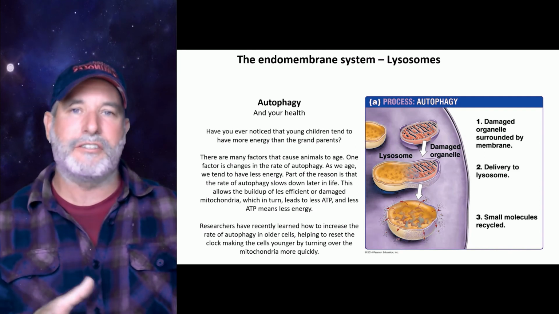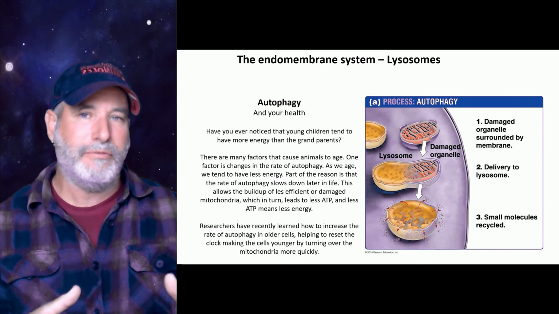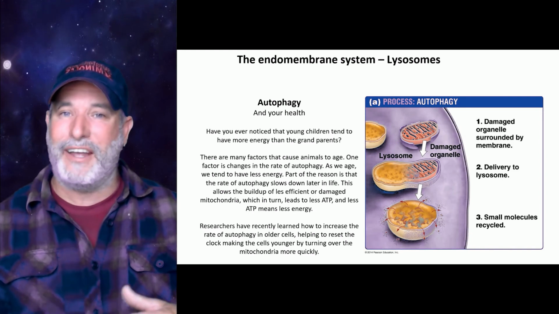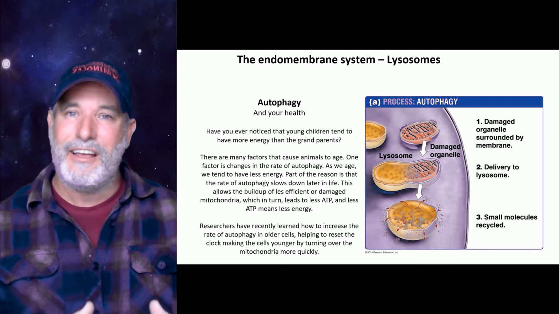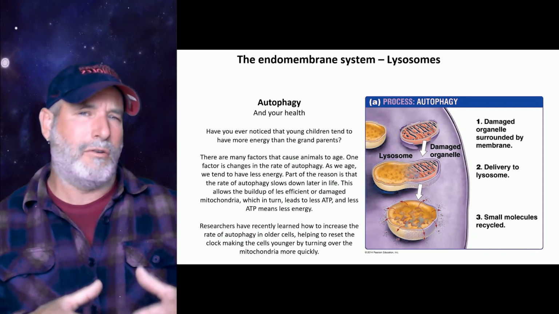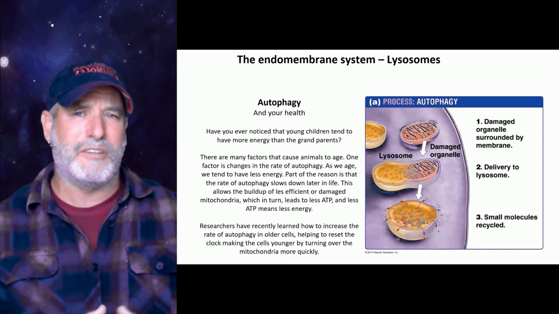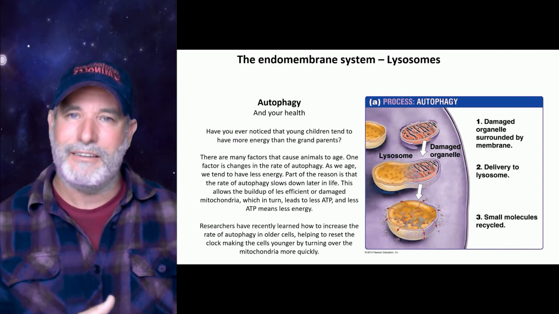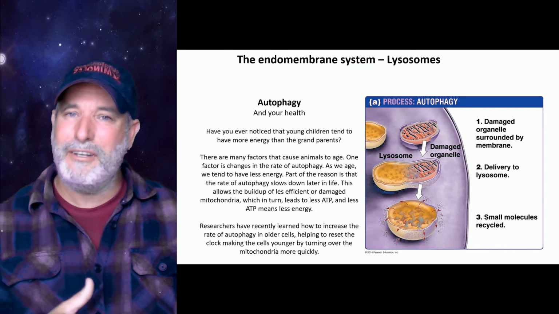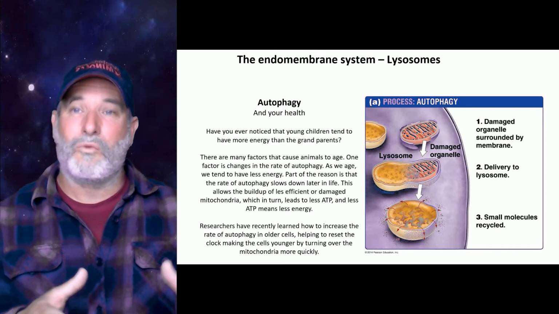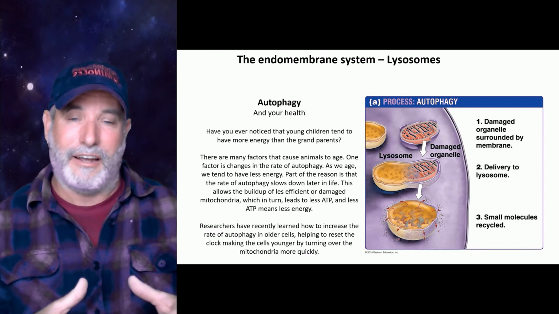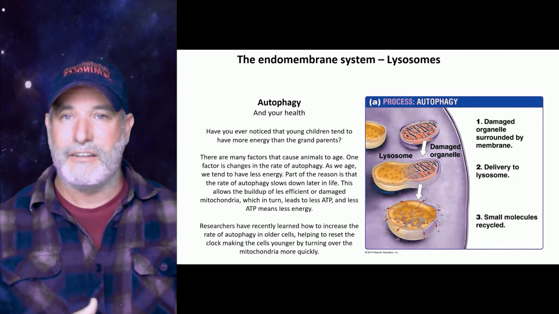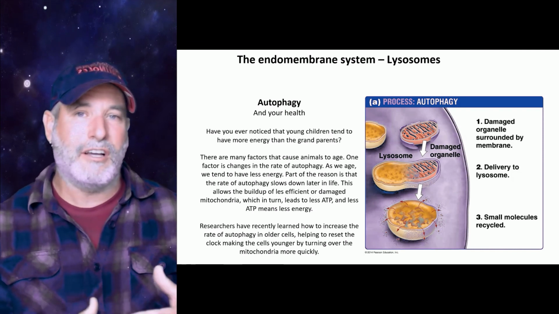why do younger animals have more energy than an older animal? Okay, there's lots of reasons, but one of them has to do with autophagy. You see, as we age, the rate of autophagy slows down in our cells. That means we accumulate older, more damaged, less efficient mitochondria. You're producing less ATP. If you're producing less ATP, you have less energy. So recently, scientists learned how to reset the rates of autophagy to a more youthful state. They're kind of resetting the clock on these cells.